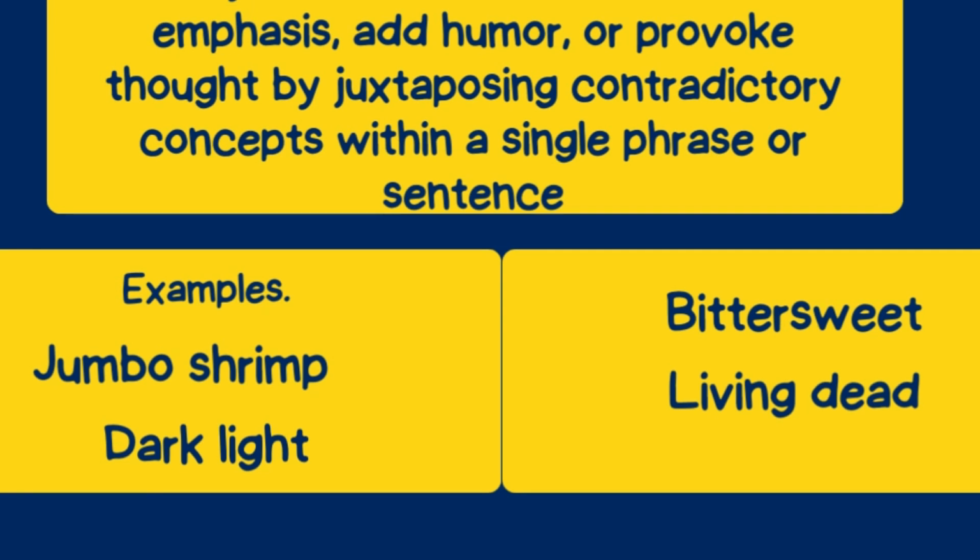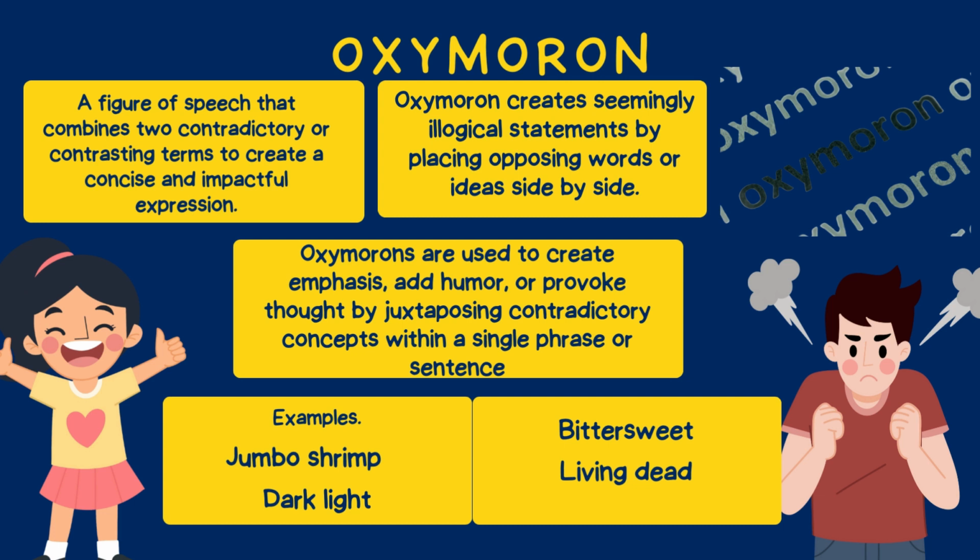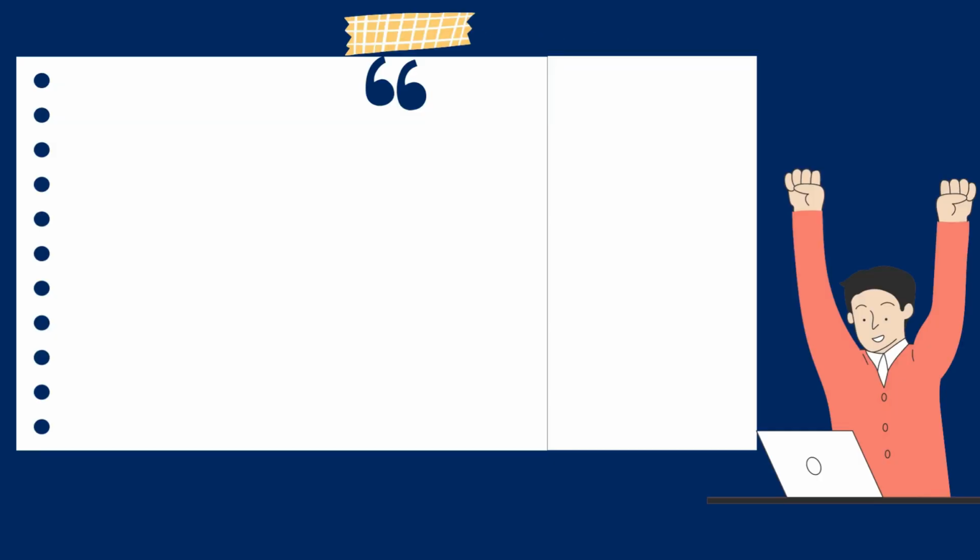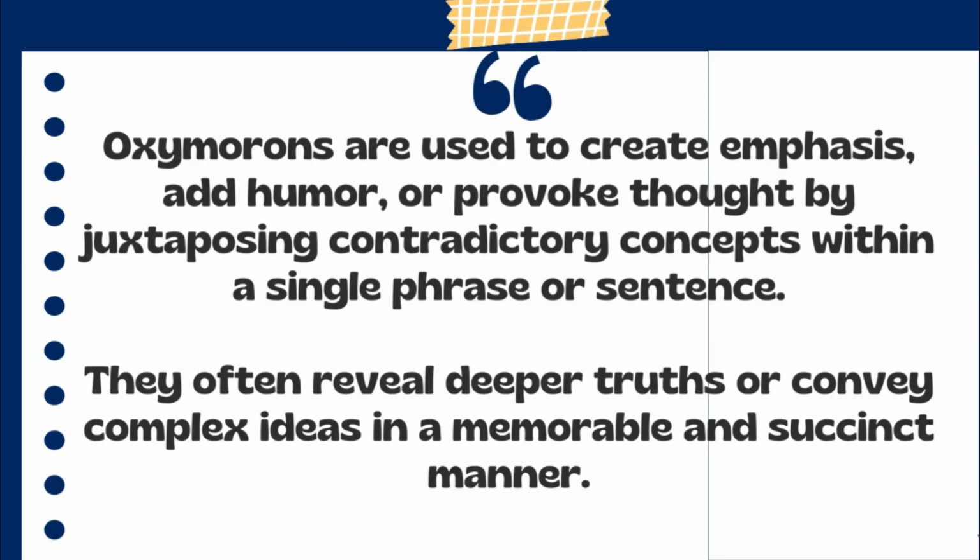We have bittersweet: this experience is a bittersweet one for me. And then when you say, well, the man is, as far as I'm concerned, a living dead. So these expressions are used to provoke thought, to add emphasis, and to add humor to whatever we are writing. To add more to that, oxymorons are used to create emphasis and add humor or provoke thought. They often reveal deeper truths or convey complex ideas in a memorable and succinct manner.